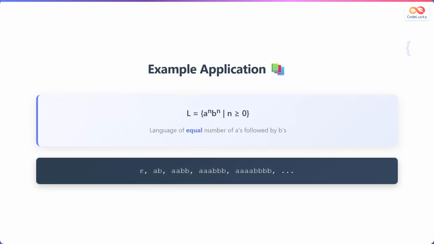Let's consider an example to illustrate the application of the pumping lemma. Suppose we have a language L defined as the set of all strings a^n b^n, where n is greater than or equal to 0. This language consists of strings with an equal number of a's followed by b's. Examples of strings in this language include epsilon, ab, aabb, and so on.